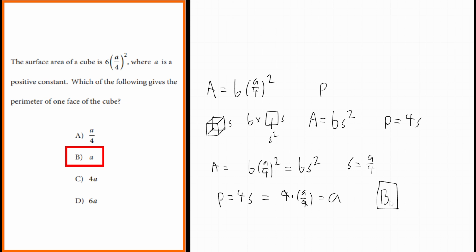Answer B is our final answer. If we have a surface area of a cube equal to 6 times (a over 4) squared, that means that the side length of our cube is a over 4. And if the side length of our cube is a over 4, then the perimeter of any one of our faces, which of course is just going to be 4 of our side lengths, is going to be equal to a. So that's the end of this problem.